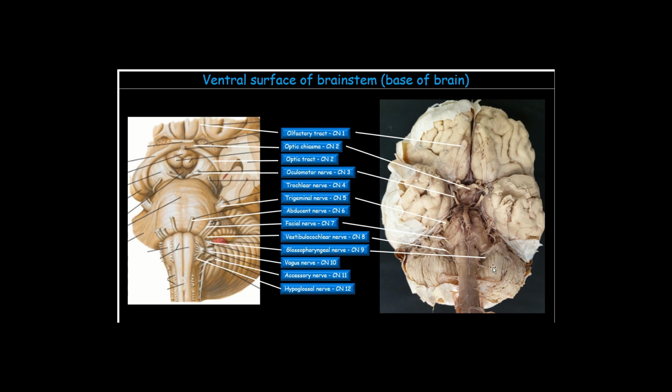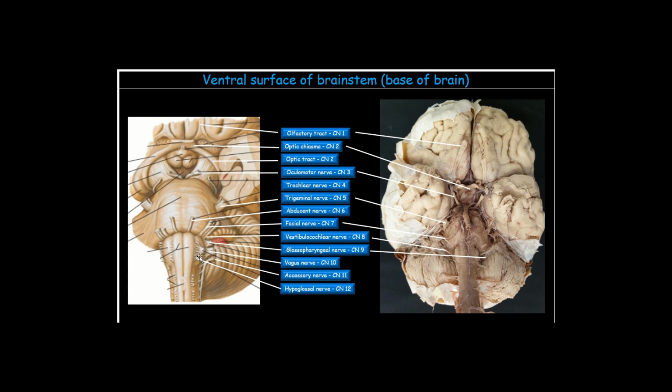In the prosection over here, we can clearly see the rootlets of the glossopharyngeal nerves, but the rootlets of the vagus and the accessory are kind of broken. Then ventral to the olive, we can see some rootlets of the hypoglossal nerve coming out.